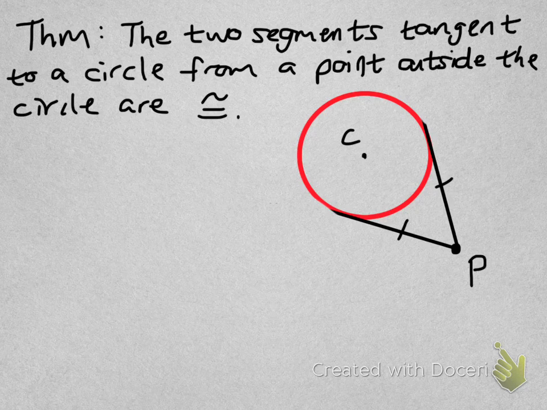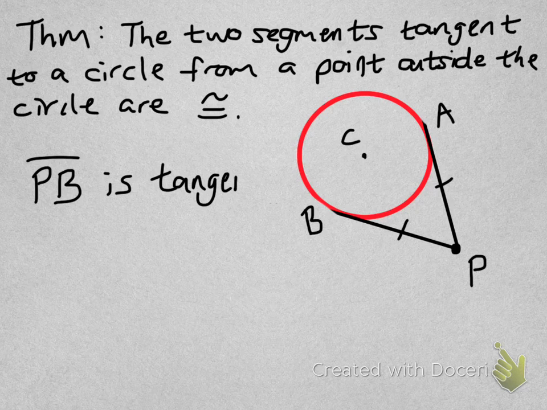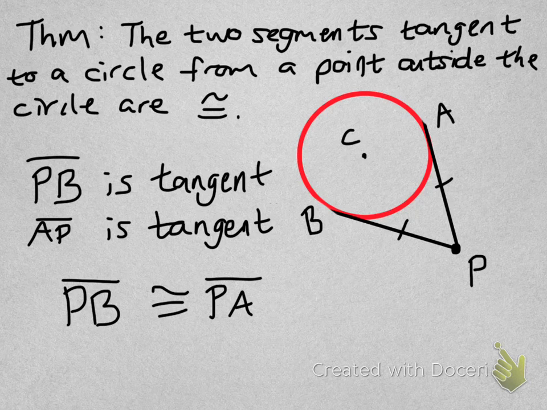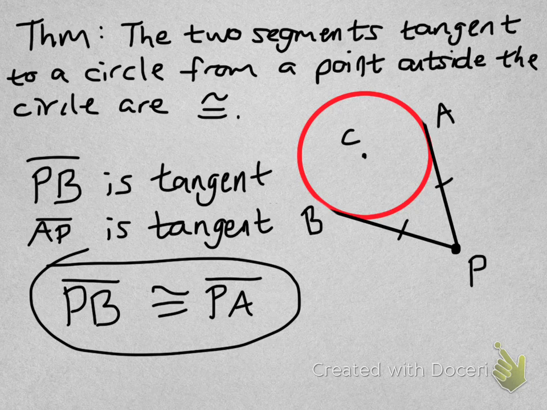Okay, so the two segments tangent to a circle, let's call these points A and B. We know that PB is tangent, and we also know that AP is tangent. They share the common point outside the circle, i.e. point P, which means that we can say that PB is congruent to PA, just to keep the points in the same order. Okay, so this is what the theorem says, that they're the same length.